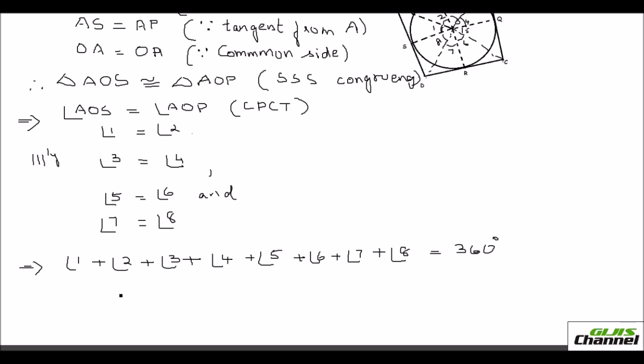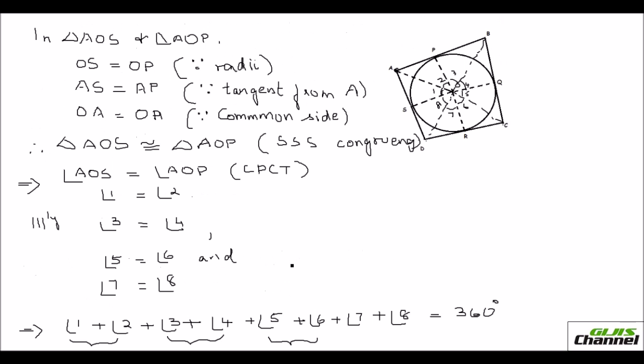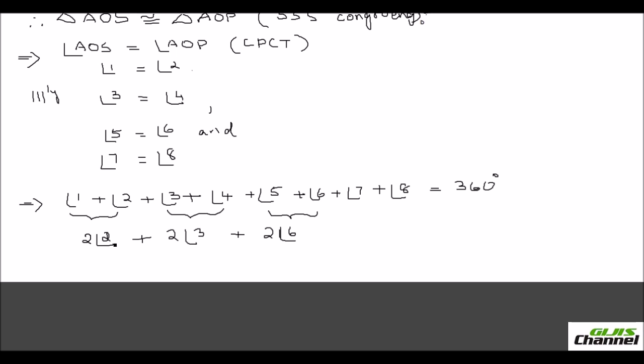Since angle 1 and 2 are the same, I'll write this as twice angle 1. 3 and 4 are the same, so I'll write 2 times angle 3. 5 and 6 are the same, so I write 2 times angle 6. I'm not writing angle 5 and I take angle 6 because I'm going to prove these two angles, AOB and COD, so I'm taking the angles which come under these two. Here 2 and 3 come, and here it is 6 and 7. So instead of angle 1 I take angle 2, and these two are the same, so I write twice angle 7 is equal to 360 degrees.